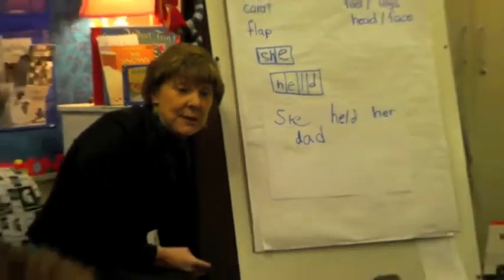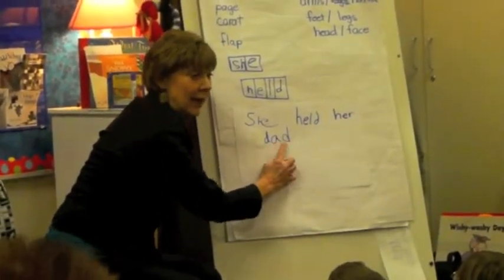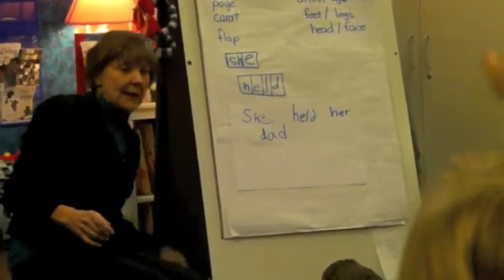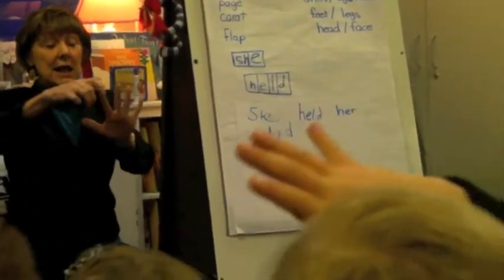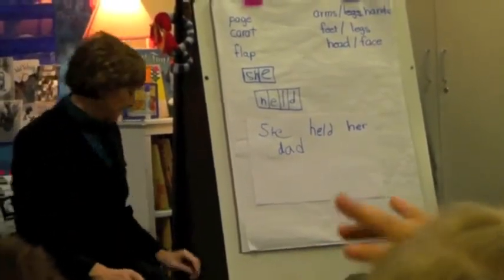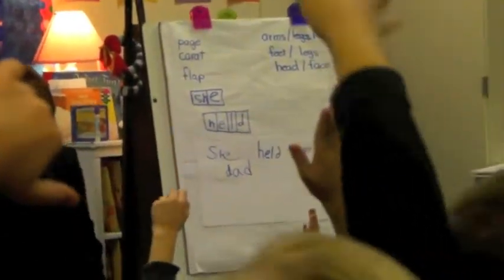Now, you know, I don't think I'm done here. I don't think I'm done because it said she held her dad hand. Does that sound right? No. So let's go back and let's say she held her dad's. We need a letter, but we need something else. We need something called an apostrophe.